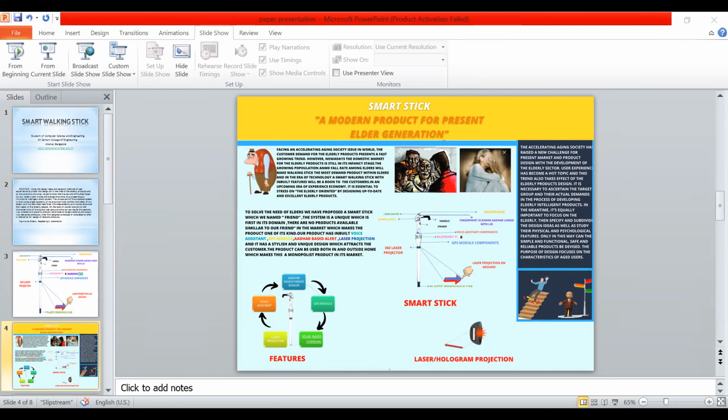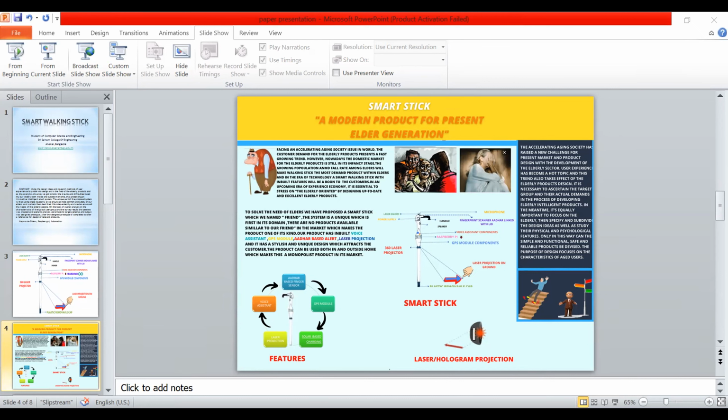So there we have an inbuilt security system. If you press that system, if you keep your thumb on that sensor, then the predefined Aadhaar card details stored inside that stick will automatically go to the nearest police station and the predefined target users, so that they can understand this elderly person is having some problem, and they can do something, sir.